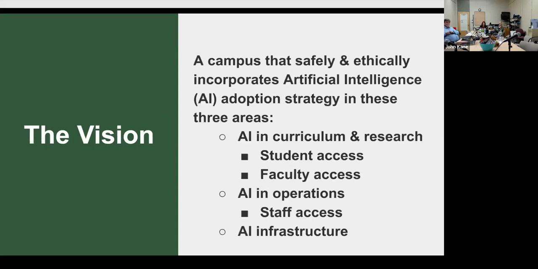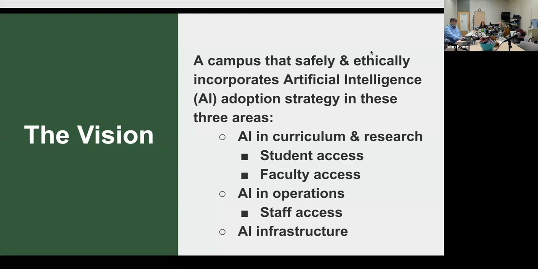So just to give you an idea, our vision is implementing AI on campus and making sure that we do it in a safe and ethical manner. And really, we're going to need to focus on AI in a variety of areas. One is inside the curriculum and research. In the curriculum and research, we're thinking of student access and faculty access, using it in somewhat different ways, but really all at this point learning how to utilize it.